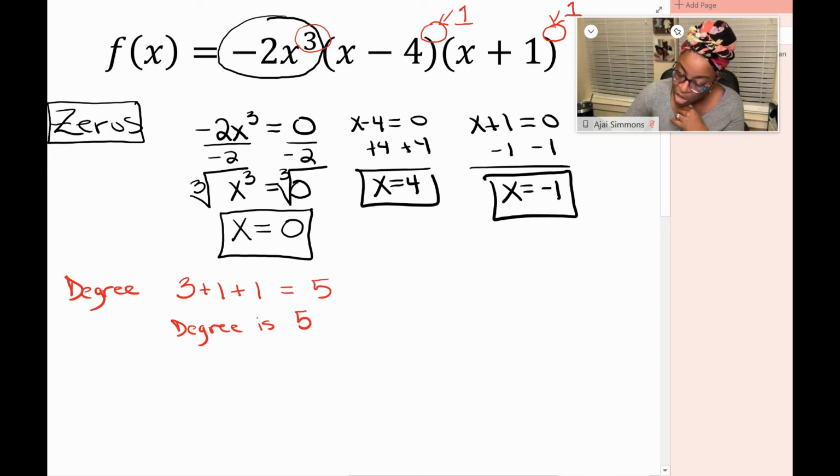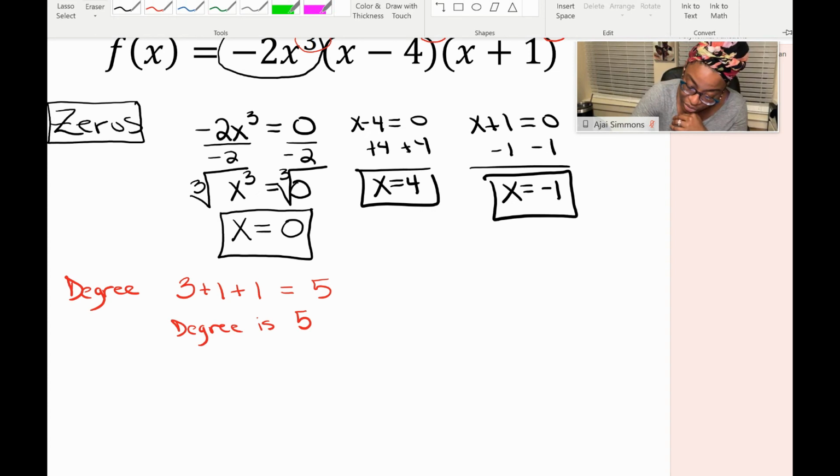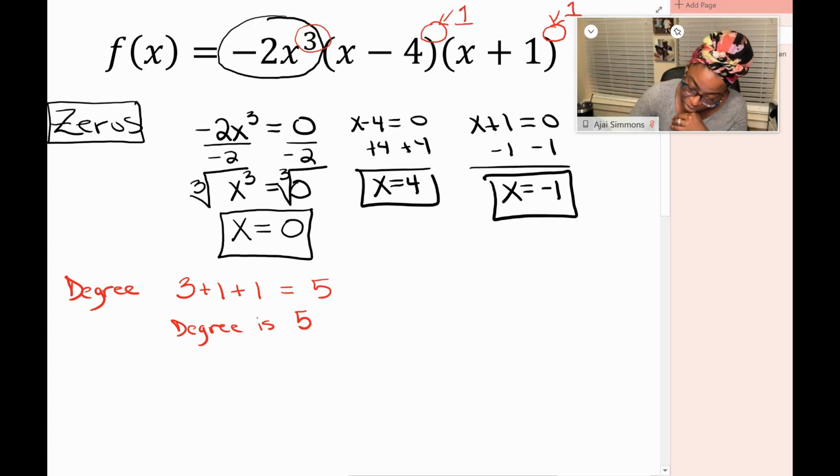Okay, now let's talk about multiplicity. So the multiplicity, let's do this in green. The multiplicity of x equals 0. Let's call this multiplicity.